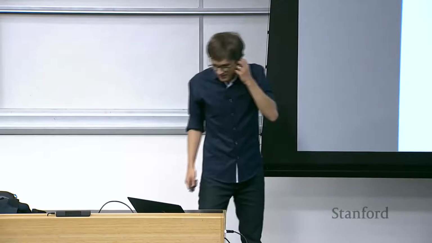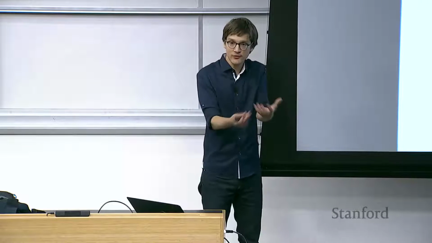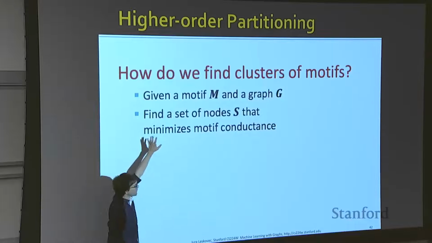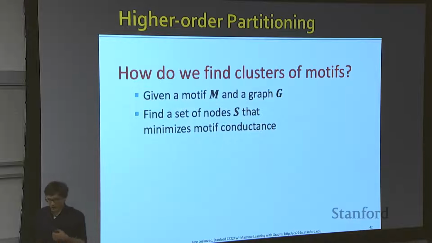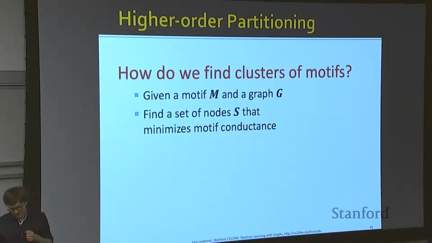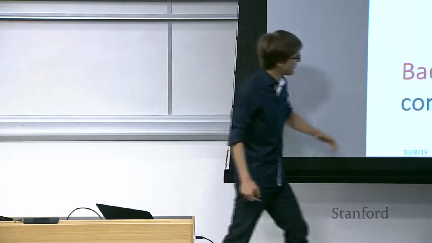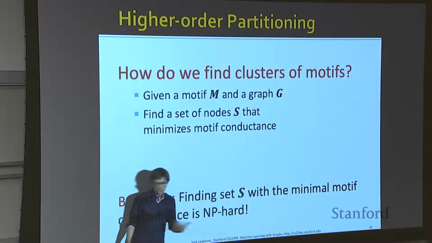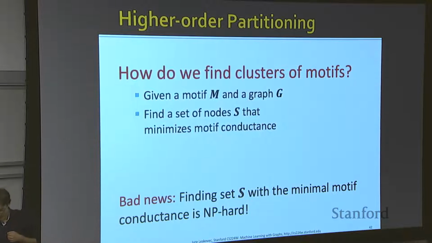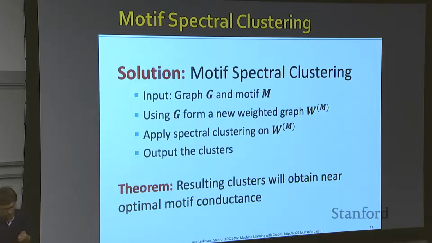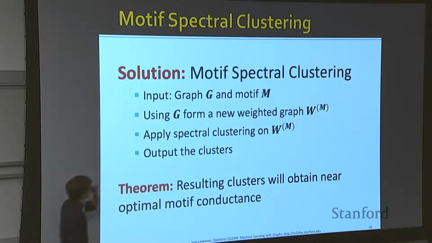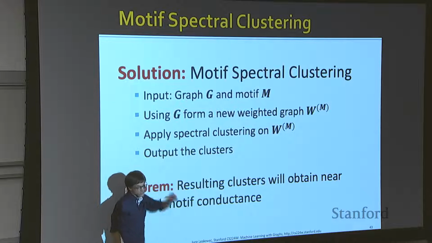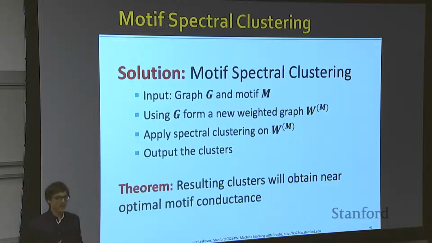Okay. So now I showed you that if somebody gives me the cut, how do I compute the quality? Now the question is, how do I find good cuts automatically? How do I find clusters of motifs? And the bad news is that, again, if just finding an edge cut is NP-hard, this is also NP-hard. But there is also good news. The good news is that we can generalize spectral clustering that I told you in the first part of the lecture to this more complex type of cutting.